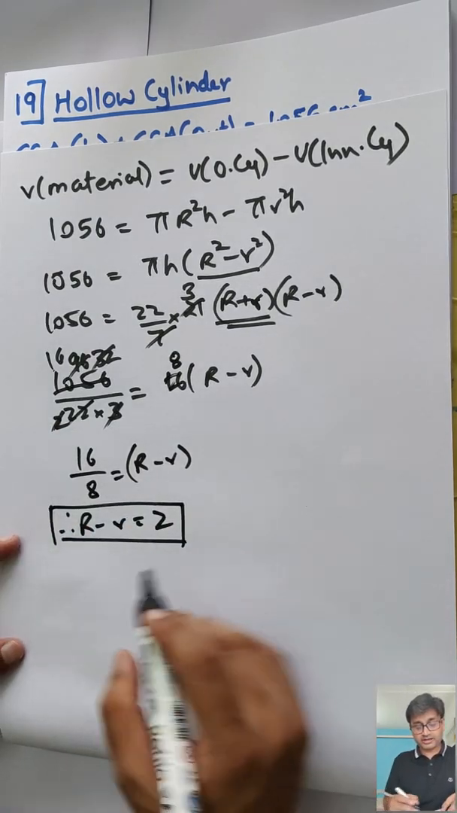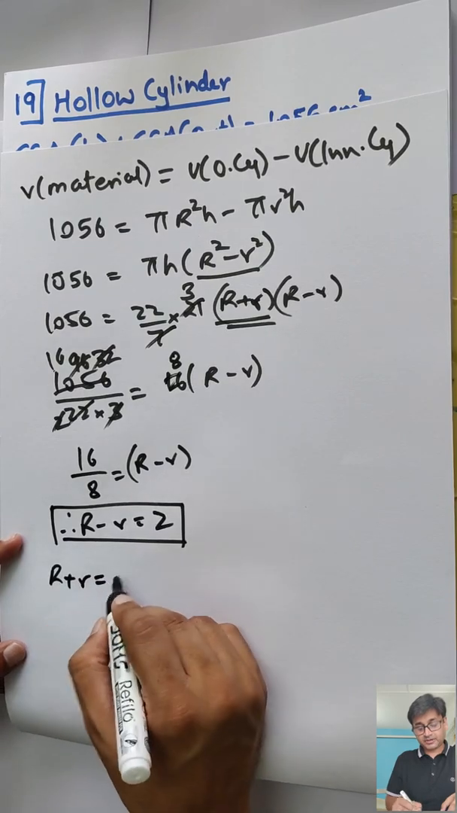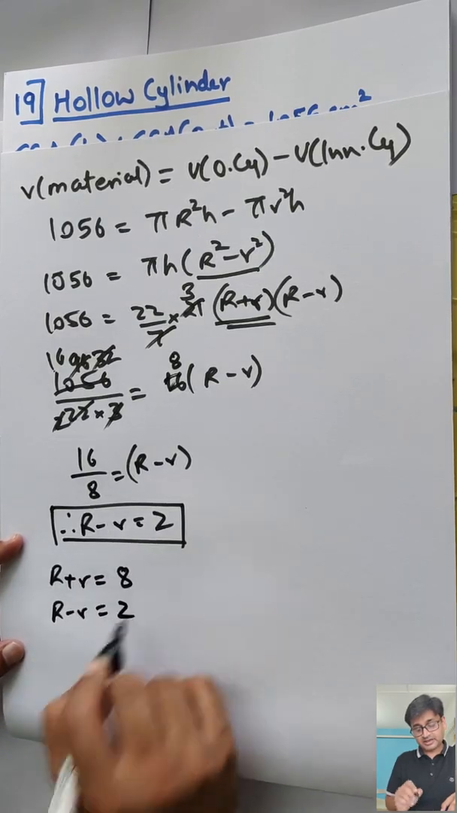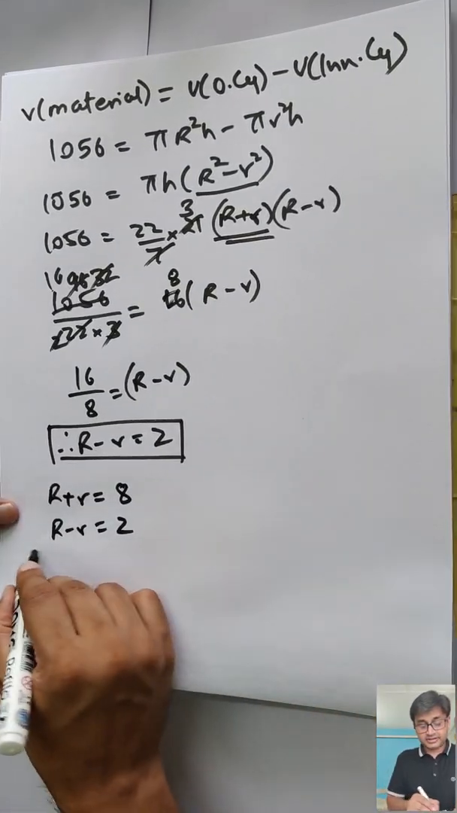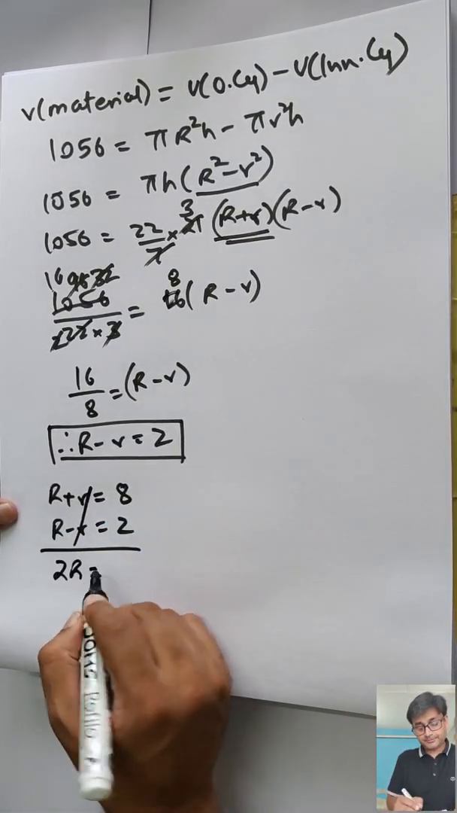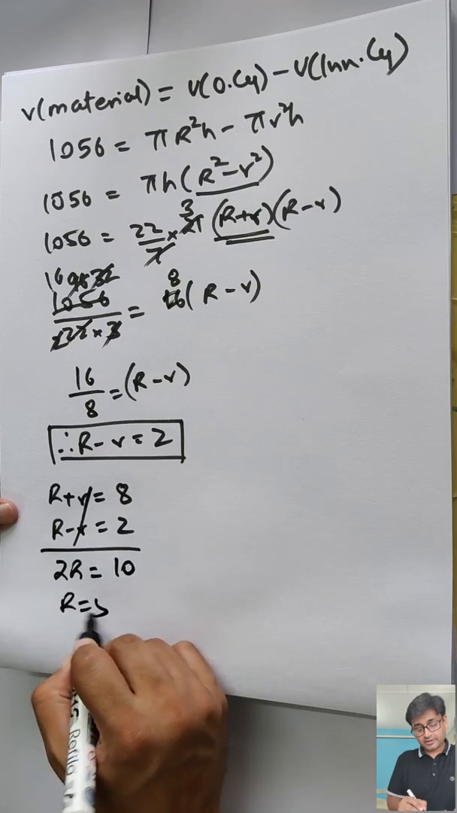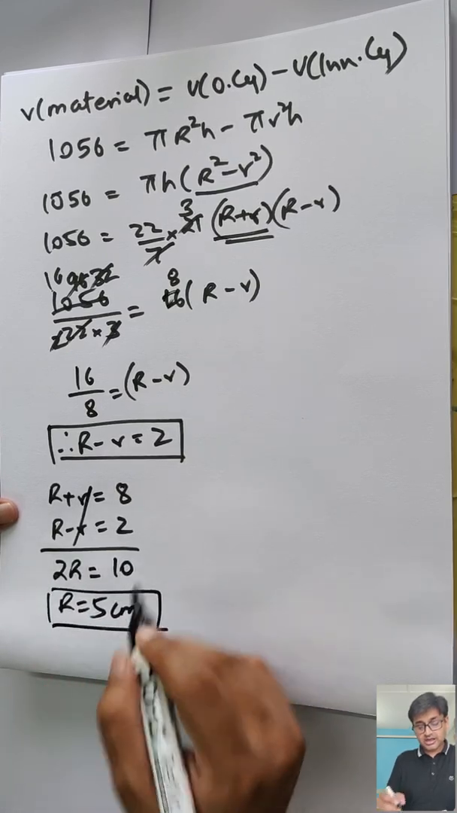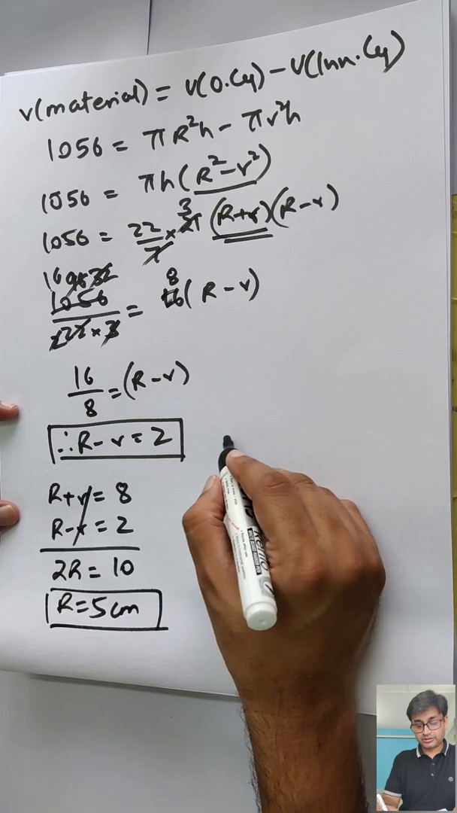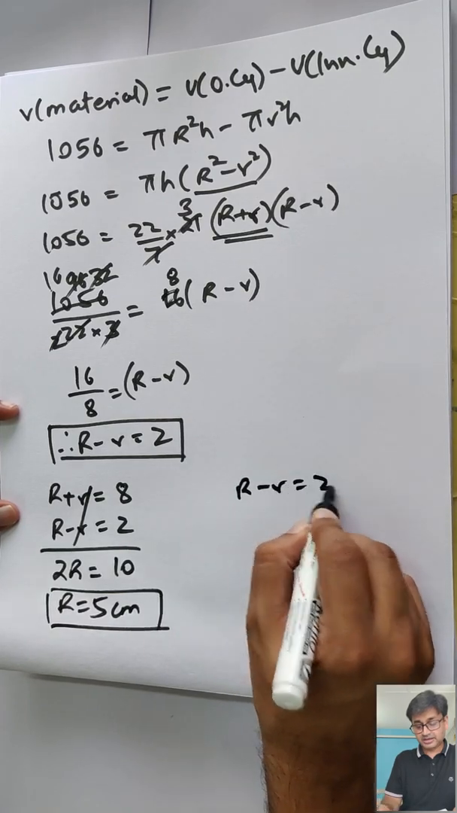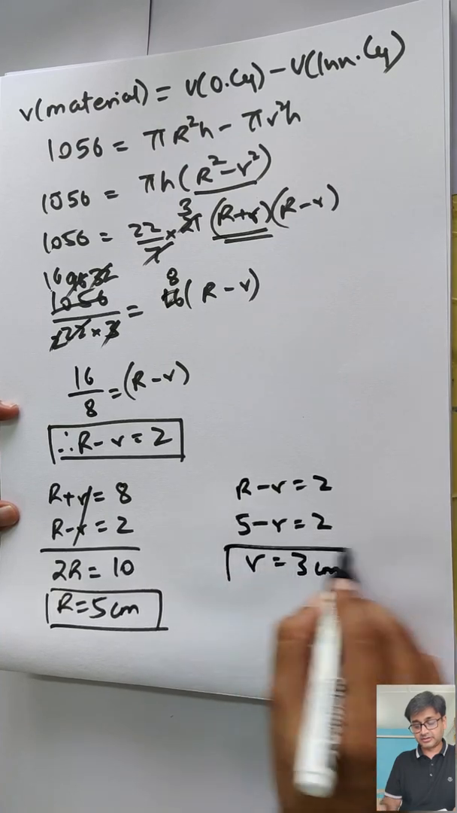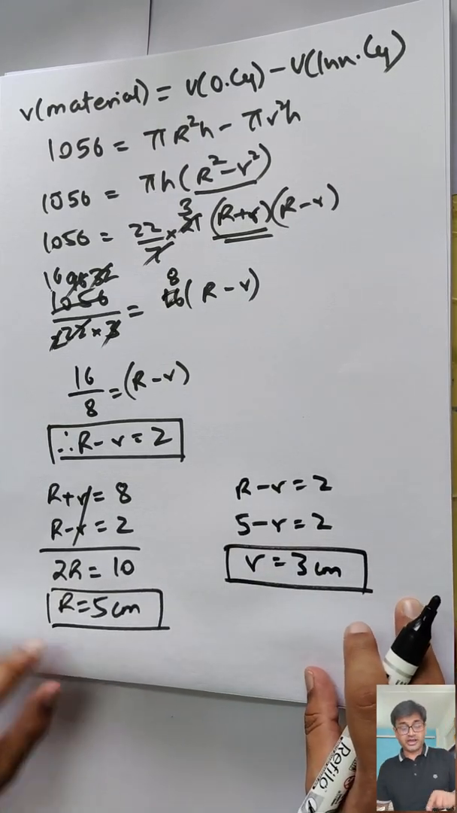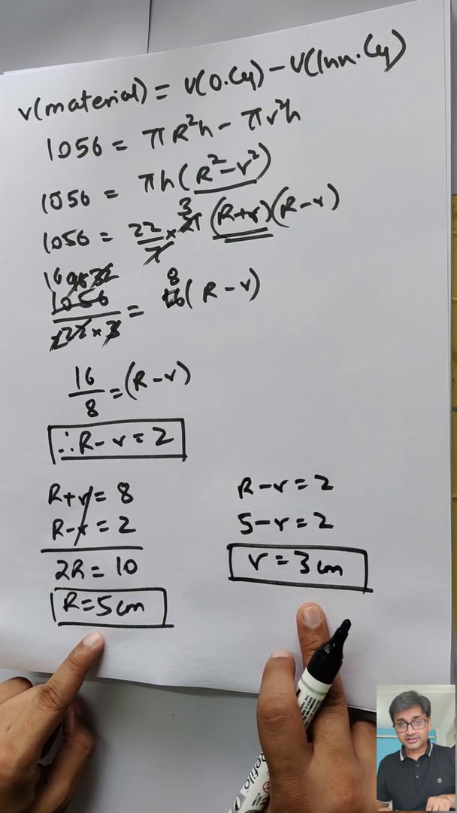Still we have not got our answer. R plus r is 8, R minus r is 2. How do I get R? Yes, simultaneous equations. So 2R is 10, so R becomes 5 centimeters. And then let's substitute here: R minus r is 2, 5 minus r is 2, so r becomes 3 centimeters. Therefore the two radii are 5 centimeters and 3 centimeters.